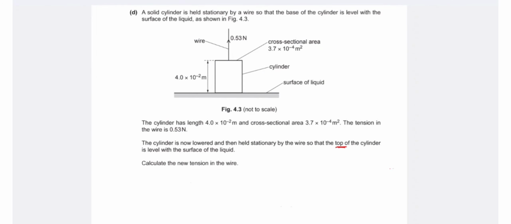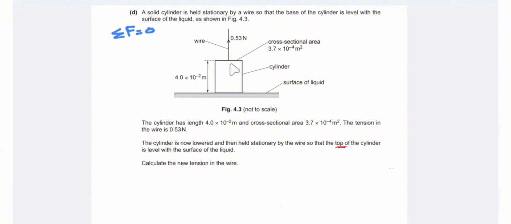D. A solid cylinder is held stationary by a wire so that the base of the cylinder is level with the surface of the liquid, as shown in figure 4.3. Since the cylinder is stationary, by Newton's first law the resultant force is 0, because when an object is stationary or moving at a constant velocity, the resultant force is 0.